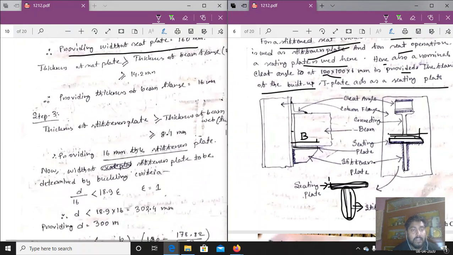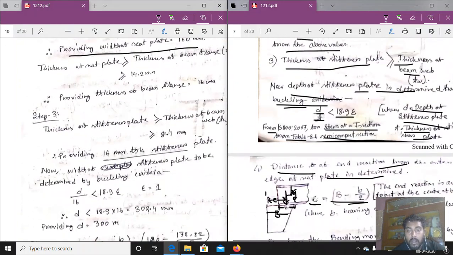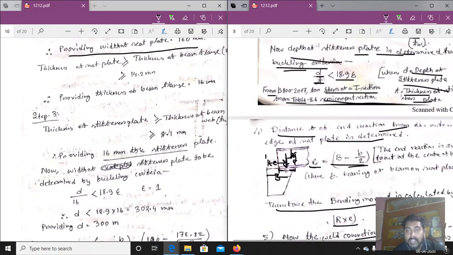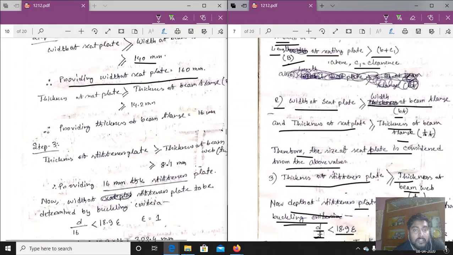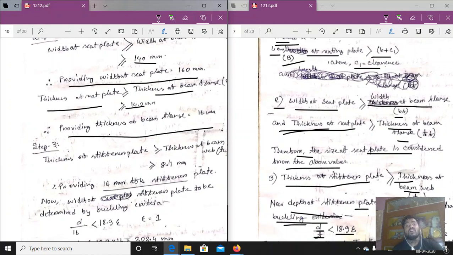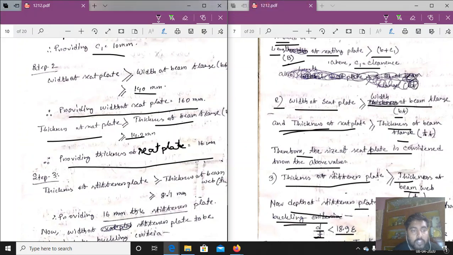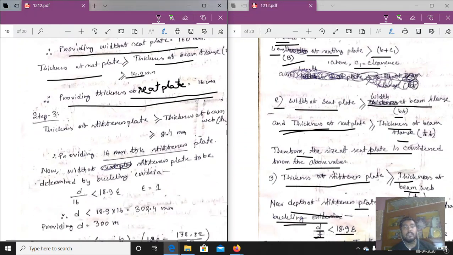Now coming to the second step. The width of the seat plate we have determined. Now coming to the thickness of the seat plate. The thickness of the seat plate should be greater than the thickness of the beam flange. The thickness of the beam flange is 14.2. So the thickness of the seating plate equals 16 mm, that we know.